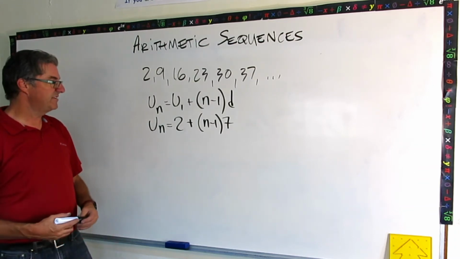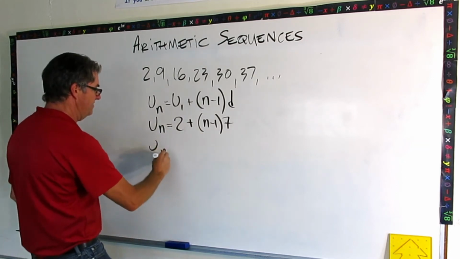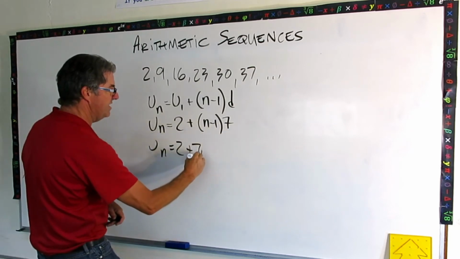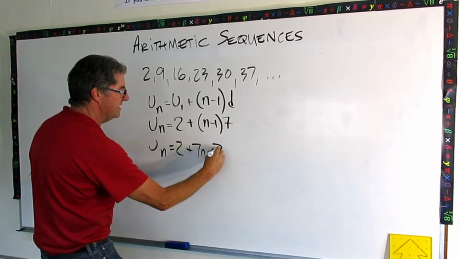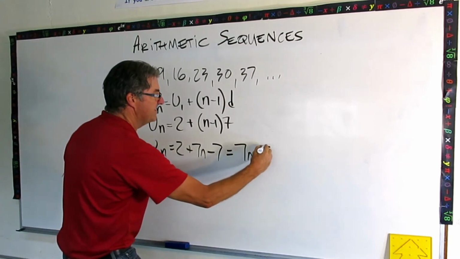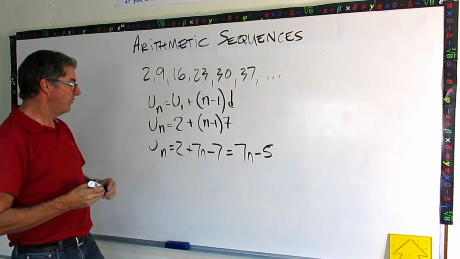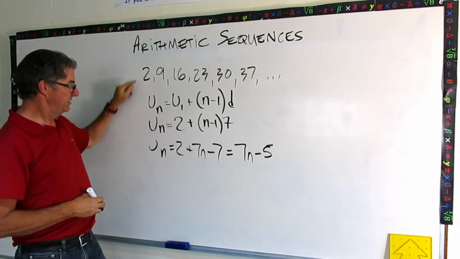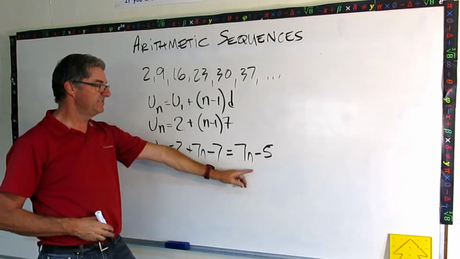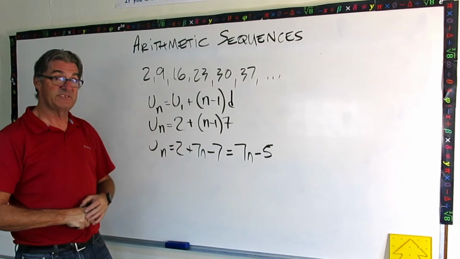Okay, let's see how that ends up. I've got a distributive property there. So u_n equals 2 plus 7 times n is 7n. 7 times negative 1 is minus 7. So this is going to give us 7n minus 5. So that's the concise version of the formula for this sequence. The nth term is always going to be 7 times whatever that n is, minus 5. That will give you the value of the nth term of that sequence.